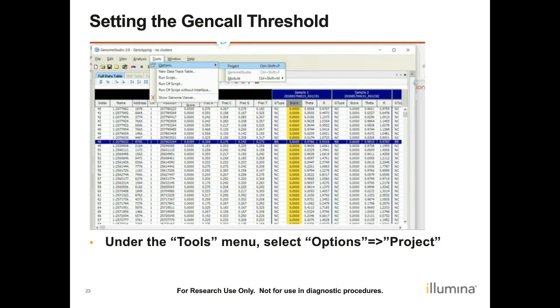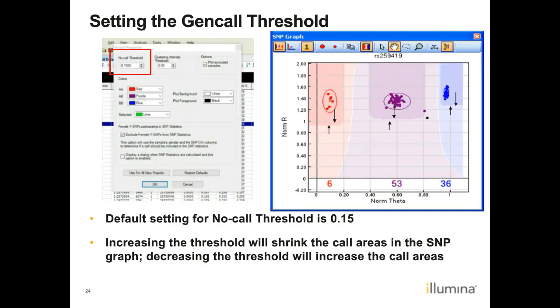Now, you can set the threshold for the GenCall score by going to the Tools menu, selecting Options, and then selecting Project. In the pop-up window that appears, you'll see at the top left that there is a no-call threshold, and by default it's set to 0.15. If you change the threshold, then you will change the size and shape of the call areas, the shaded areas in the SNP graph. Increasing the threshold will shrink the areas. Decreasing the threshold will increase the call areas.